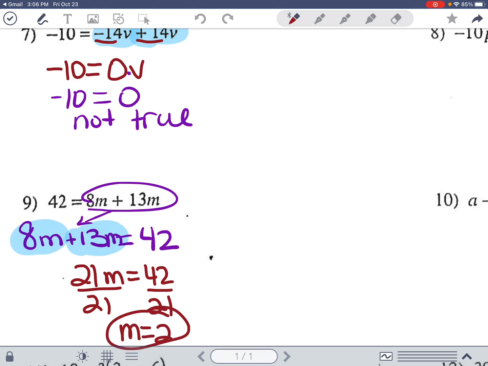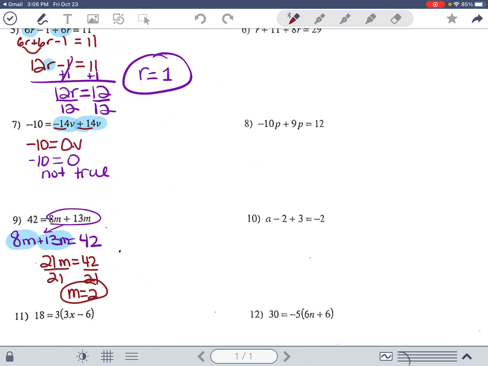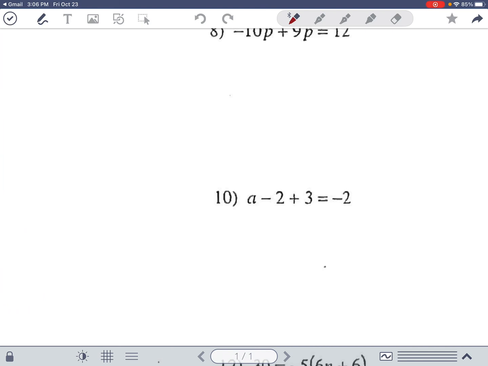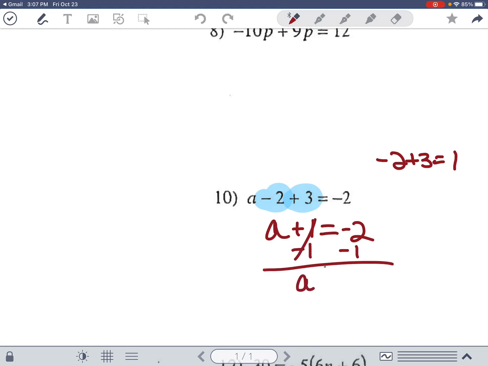Now this is how we use combining like terms to solve equations. All right, sometimes the like terms are variable terms. Sometimes it's just the integers. If you look at number 10, we would just put -2 and +3 together first. So when we rewrite the left side, it would say a plus 1, because -2 plus 3 equals positive 1. And then we bring down the right-hand side. We subtract the 1. We end up with a equals -3, and that would be our final answer.